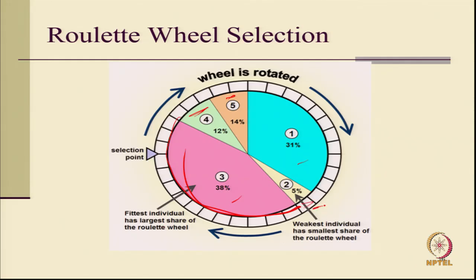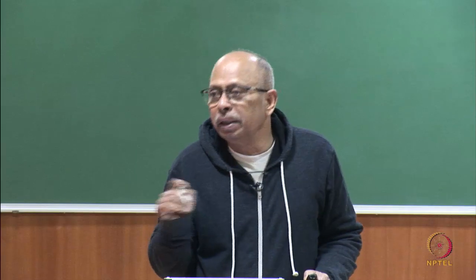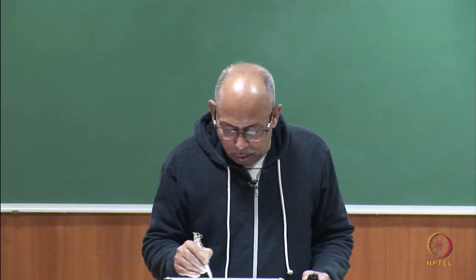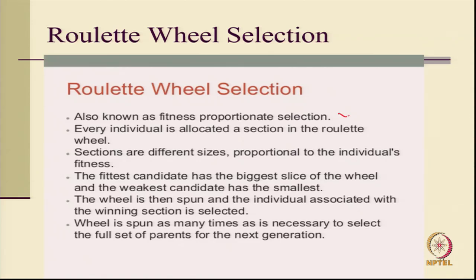The weakest individual has the smallest share of the roulette wheel, and the fittest individual the largest. There are other ways of doing this, there are advanced ways also, but my purpose here is to tell you that this type of algorithm is best suited for energy efficient building design, or energy efficiency in buildings, where you have discrete and qualitative variables, because you are operating on coded variables. So, basically roulette wheel selection is fitness proportionate selection.